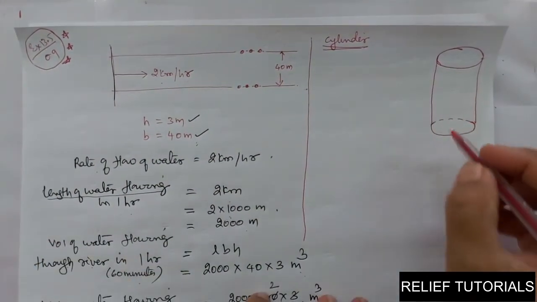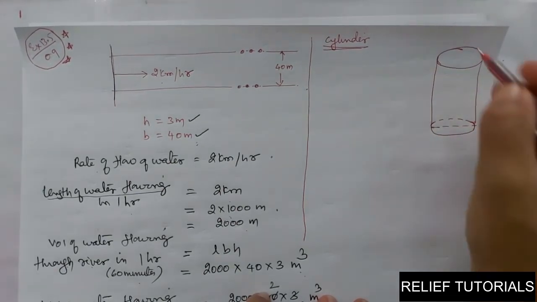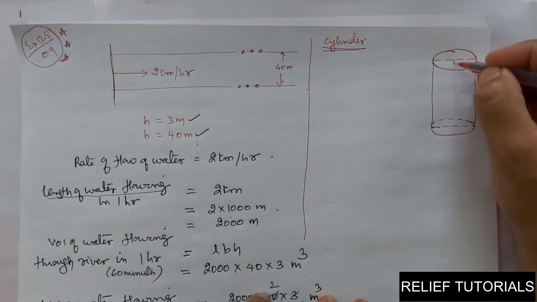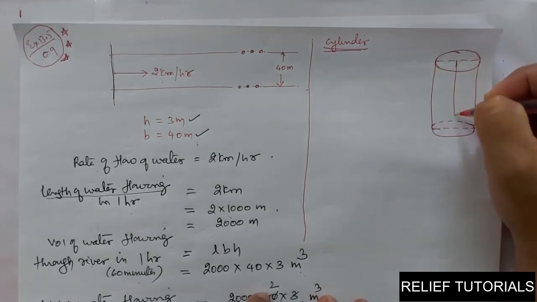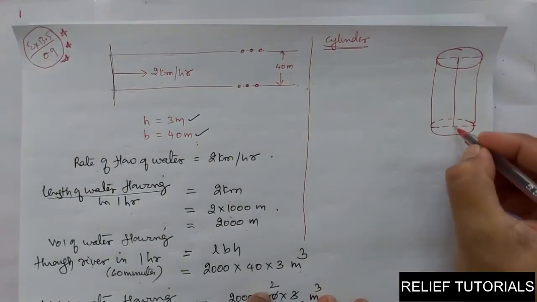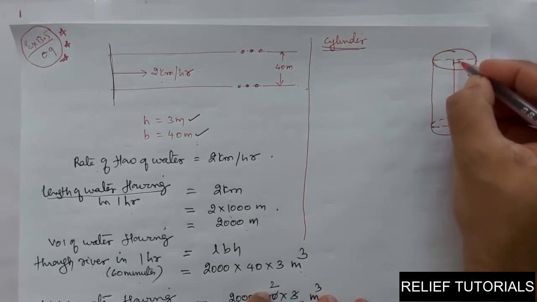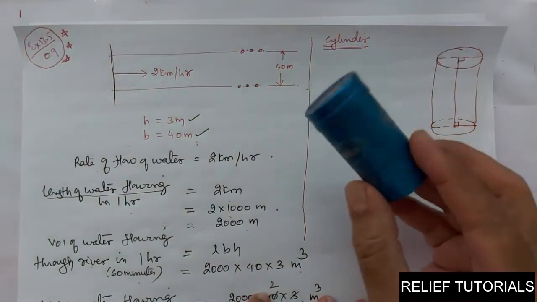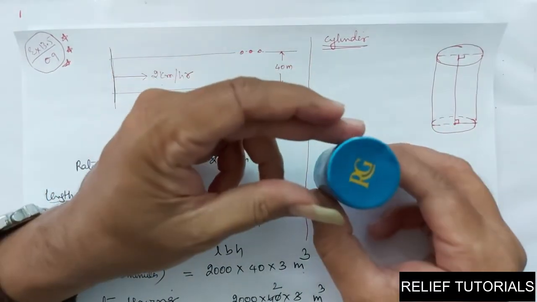See, this is a cylinder and this is the diameter. This is also the diameter of a cylinder, and here this is the axis of a cylinder. It is called a right circular cylinder. Why right? Because this axis is perpendicular, it is 90 degrees. Have you seen a cylinder? See, your pencil is a cylinder. I will explain. This is a cylinder.